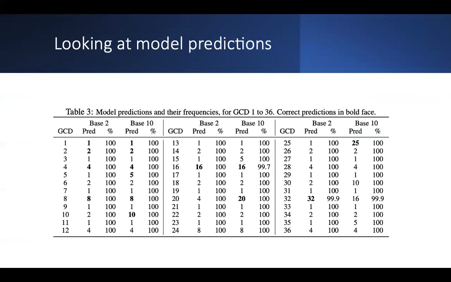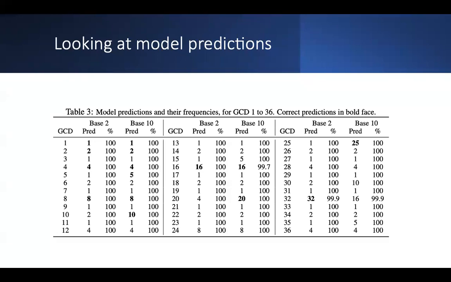So in order to understand what happens, you can look at the model prediction. So you got the model prediction for base 2, base 10. Let's look at base 2. So for each of those lines, you got the value. So I took all the elements that are GCD1 in my test set. That's this line. And I looked at the most common model prediction and its frequency.